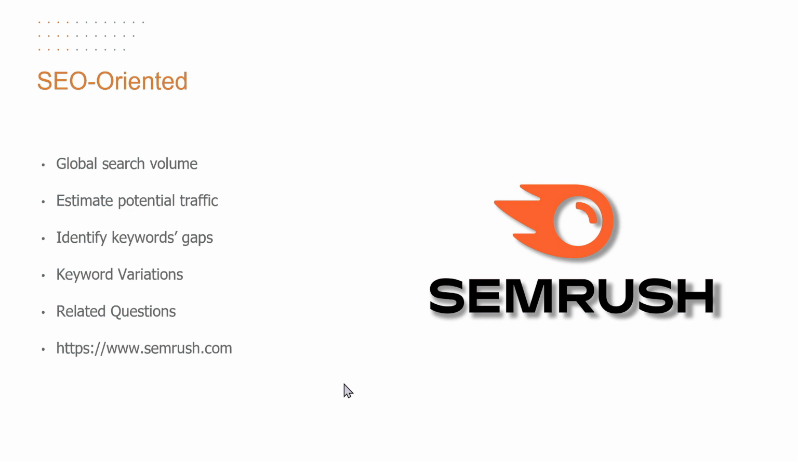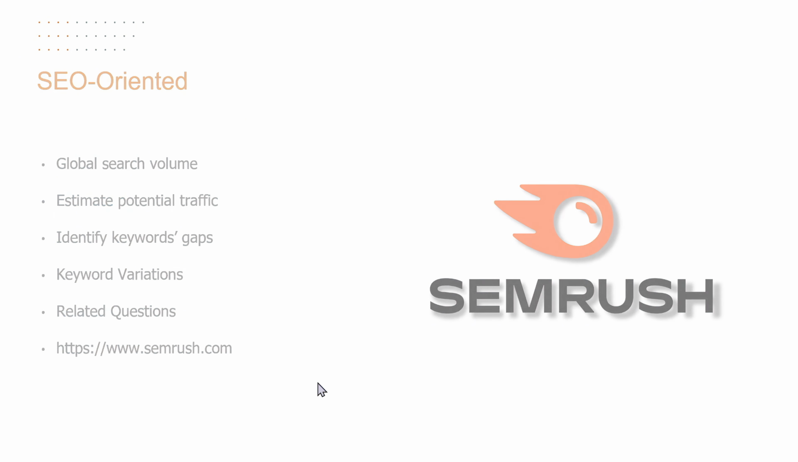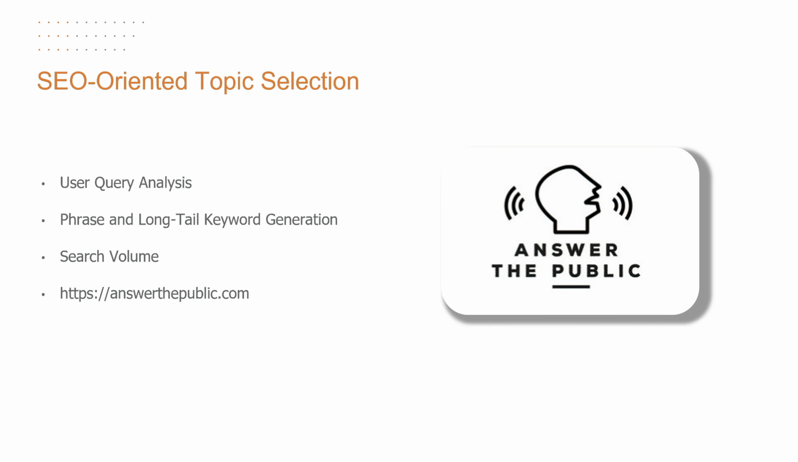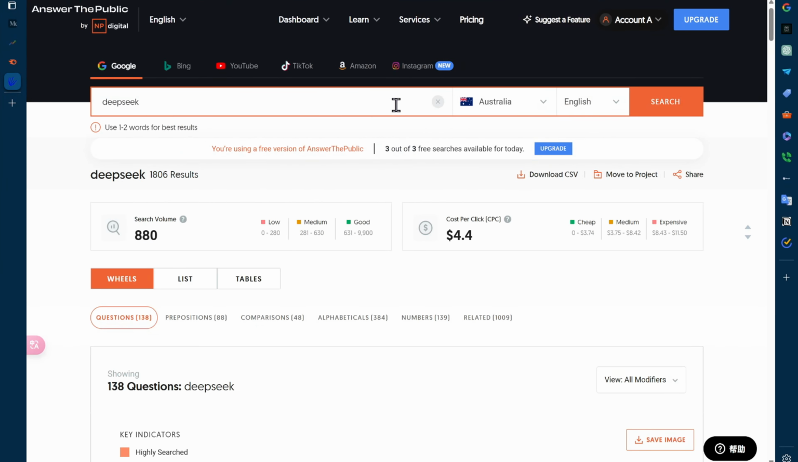So next one is AnswerThePublic. It's similar to the other tools and gives you keyword data, but we focus on generating keywords, phrases, and long tail ideas. When you visit this website, you will have three chances for free queries. So this is not allowed for heavy users, but it's still useful for individual authors.